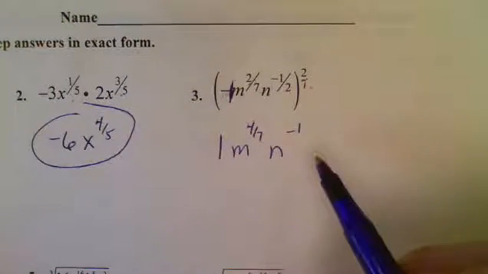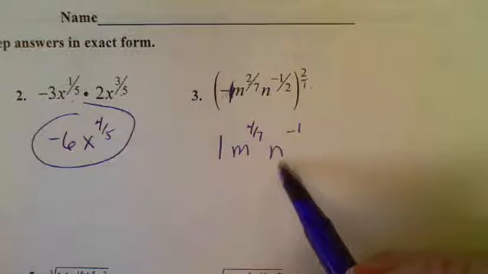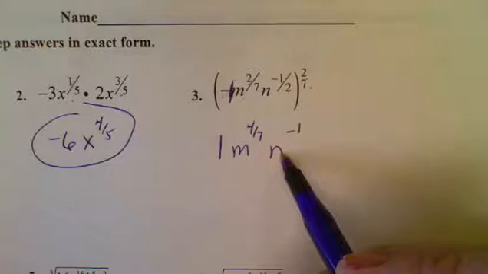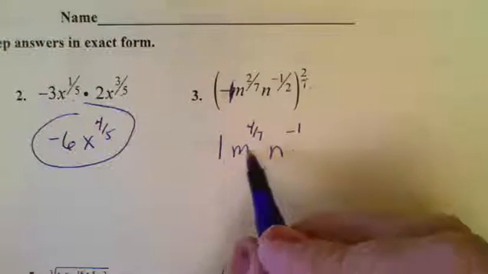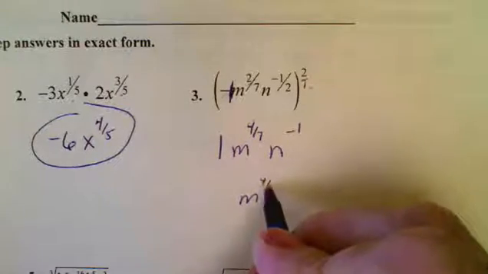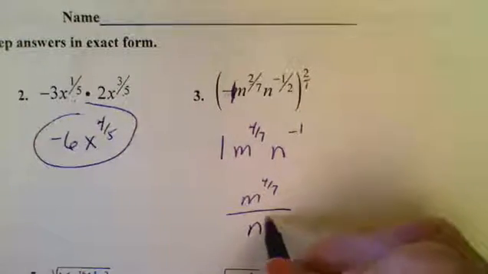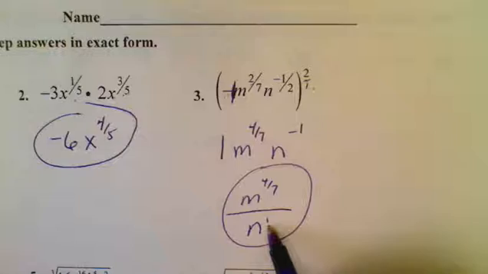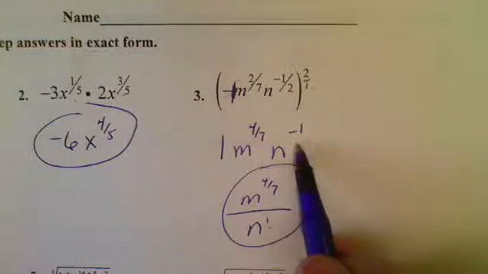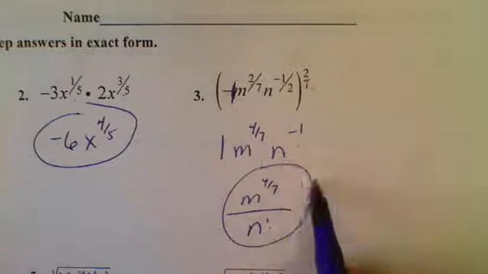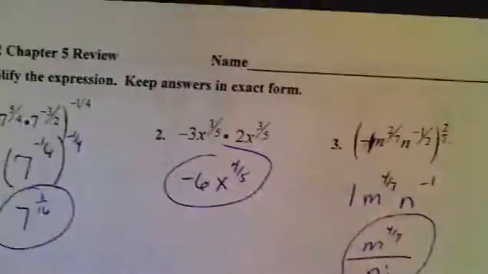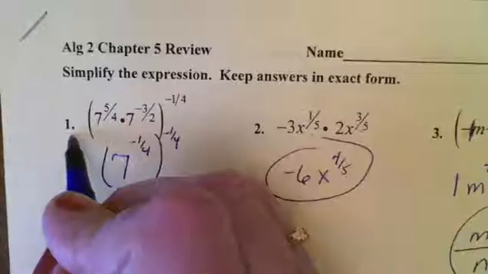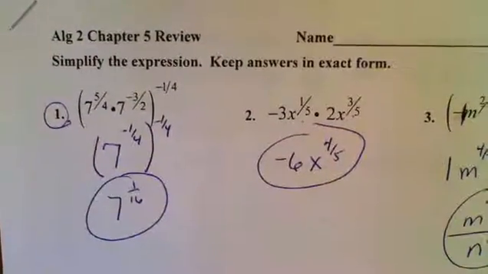And then the only other thing you have to realize is that that base has to get flipped down to the denominator. So I have a 1. You can write the 1 if you want. You don't have to. M to the 4/7 over n to the first. And again, you don't need the 1 there, but that's what we did. We took this n to the negative first, and we brought the whole base down to the denominator. Okay, so of those 3, I would definitely take a look at number 1. Make sure you know how to do 1.